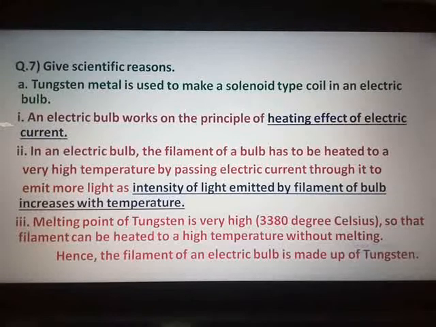I hope you all have followed, you all have come to know why tungsten metal is used, because if you use metals having low melting points, then when more amount of heat passes through it, the wire will melt and the bulb will be of no use. So as tungsten has a very high melting point, it is used in an electric bulb. Let us move to the next give reason. Question number B.